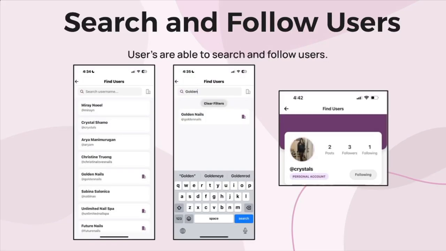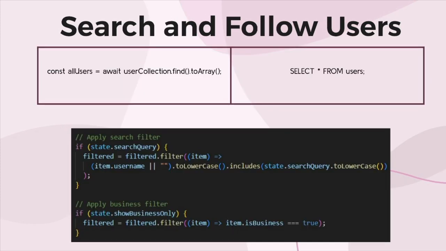Another use case is searching and following users. You can look for other users by their username, filter by business only, and then you can follow them once you navigate to their account. The query we use is find.toArray, which will get all of the users in our database. Then for applying a search filter, we take the search query from the user and filter the list based off of matching usernames. You can also apply the business filter. This filters through all of the users and returns the ones that have a true value for the isBusiness attribute in the database.